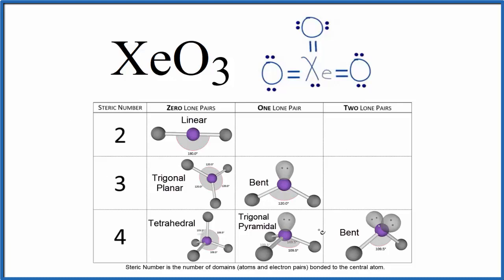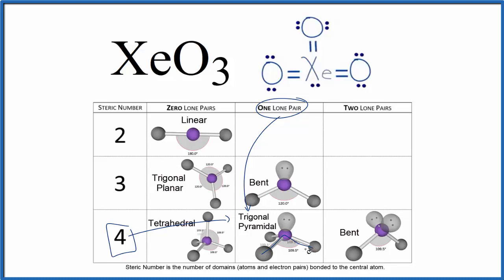So if we look at this table, we have steric number. That's the number of things bonded to the central atom, the xenon. We have 1, 2, 3, 4 things. So we have a steric number of 4. And one of those things is a lone pair of electrons. So we have one lone pair. So we come over here and we see that we have a trigonal pyramidal molecular geometry for XeO3. Bond angle should be about 109.5 degrees.